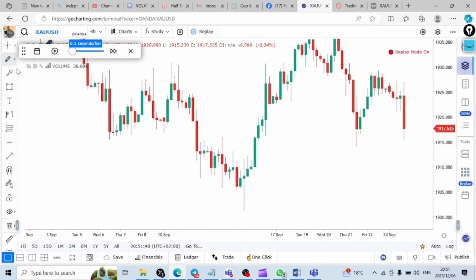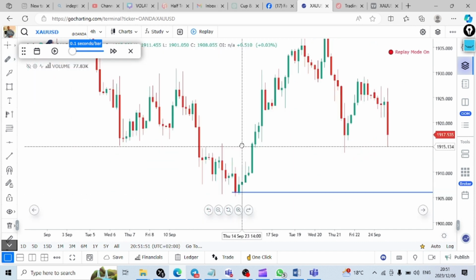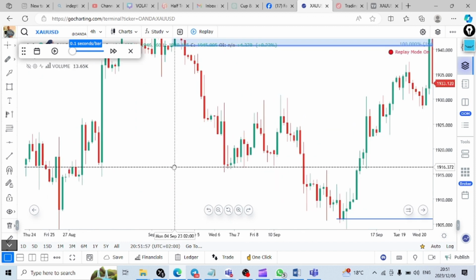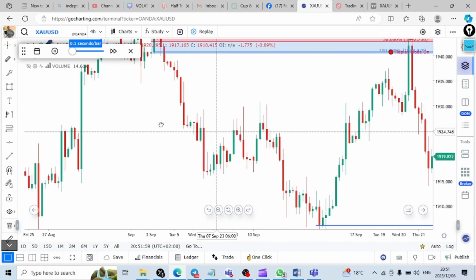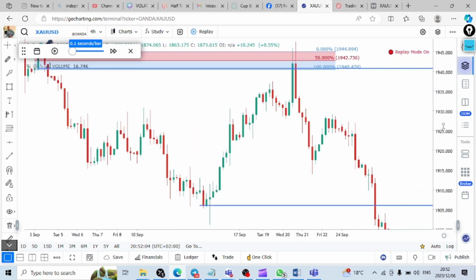You can focus on this area, which was the recent swing low. Why focus on this area? We'll talk about something else at this level. Okay. As we play, we can see our take profit was hit. It was a very successful trade.